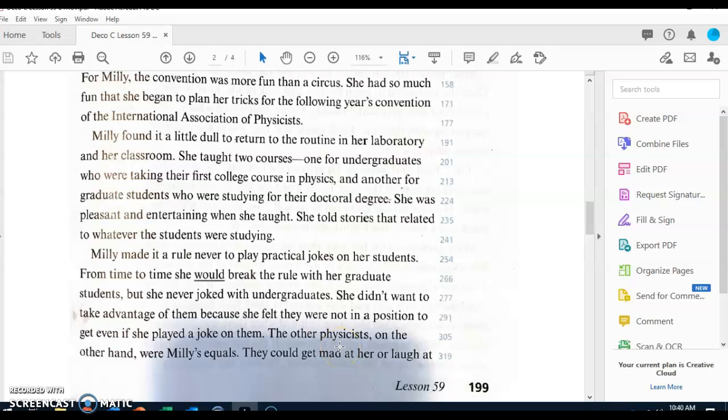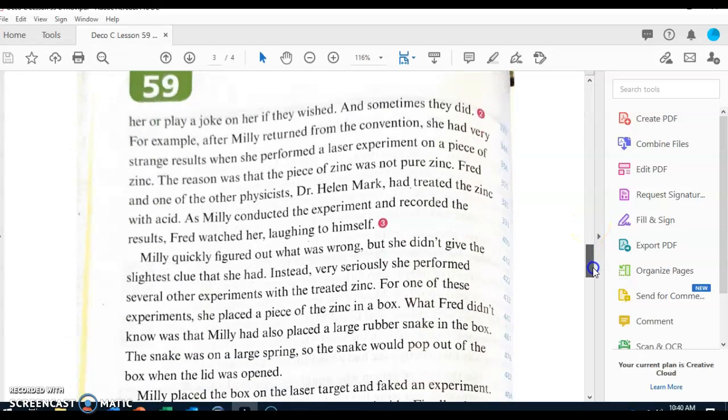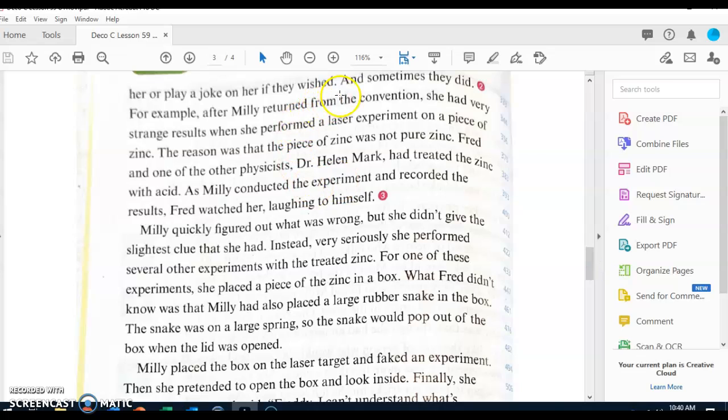The other physicists, on the other hand, were Millie's equals. They could get mad at her or laugh at her or play a joke on her if they wished, and sometimes they did. Listen to question number 2.